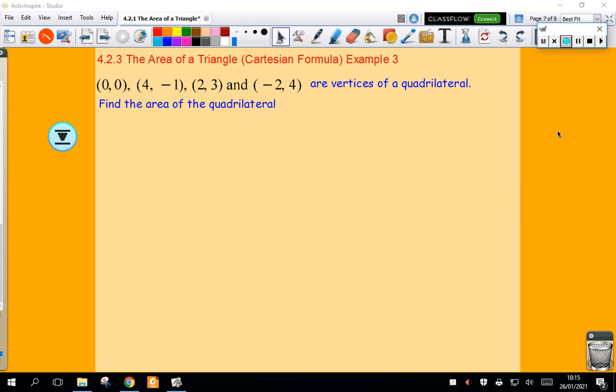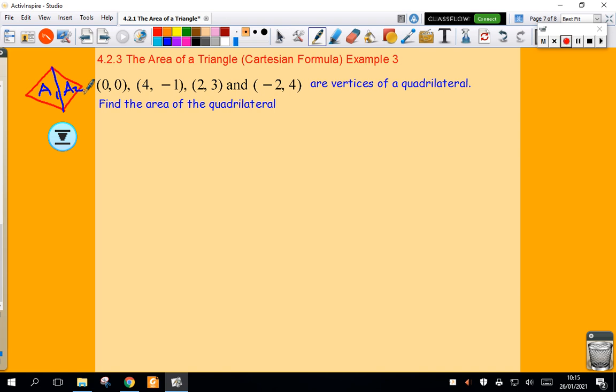Okay, in this lesson we're going to look at using the Cartesian formula for the area of a triangle to actually find the area of a quadrilateral. One thing to note about quadrilaterals before I start: every quadrilateral can be broken up. Take any quadrilateral. By drawing a diagonal, I can break it up into two triangles. So if I can find the area of the first triangle and the area of the second triangle, well then I'm in business. I can find the area of the two triangles together.